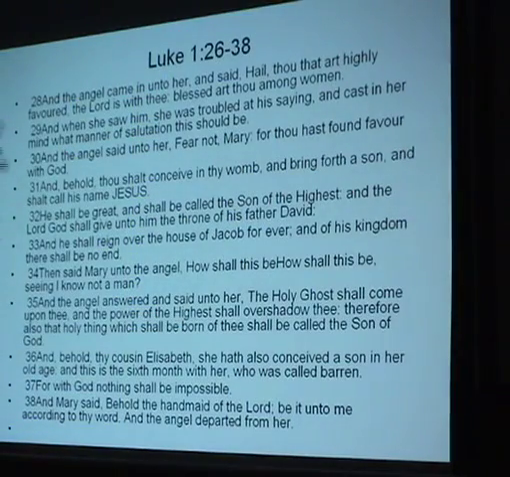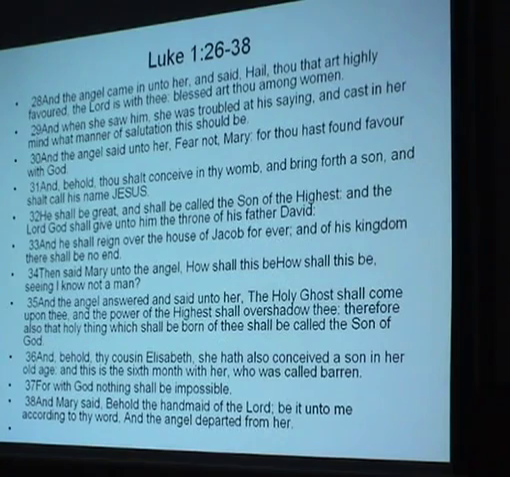In the standard text, and this is just the standard text of Luke from the King James, she resolves herself pretty quickly. I'll just read it out. And the angel said unto her, fear not, Mary, for thou hast found favor with God. And behold, thou shalt conceive in thy womb and bring forth a son, and shalt call his name Jesus. He shall be great, and shall be called the Son of the Highest. And the Lord God shall give unto him the throne of his father David.